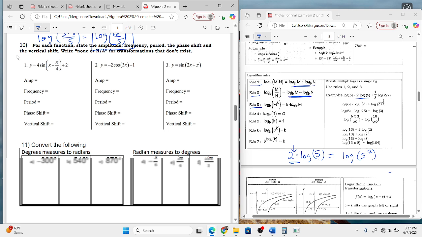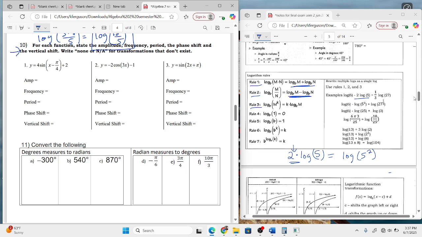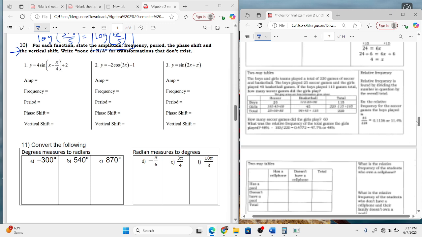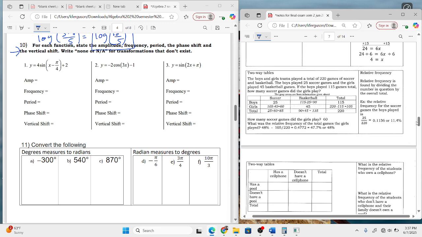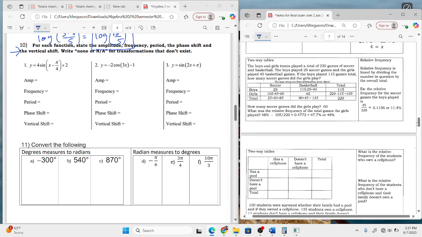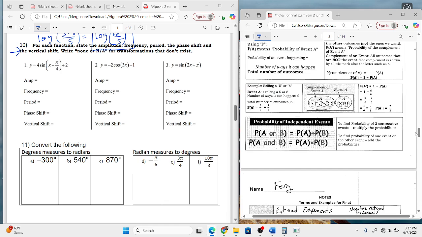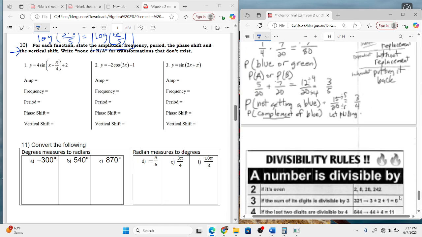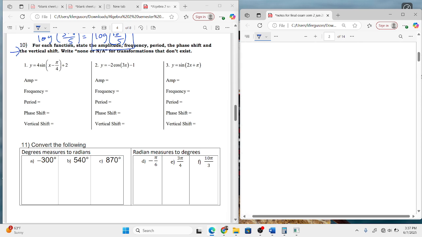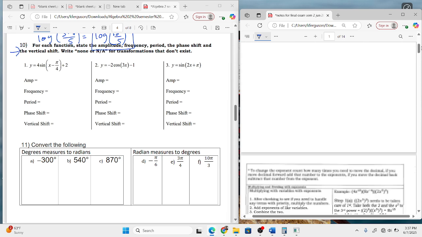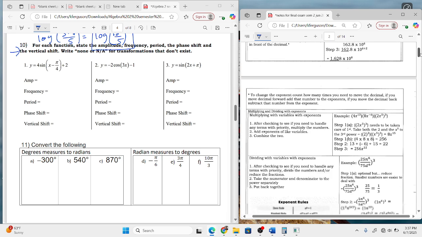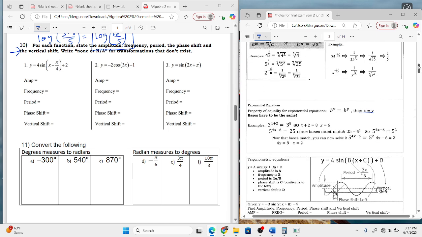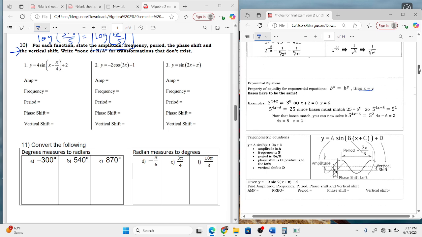So now I've got number 10, which takes me to breaking down these trigonometric functions. Let's see. Do I have something about trigonometric functions? Come on, Lucky Notes. Okay, yep, here we go. What's that, the third page?